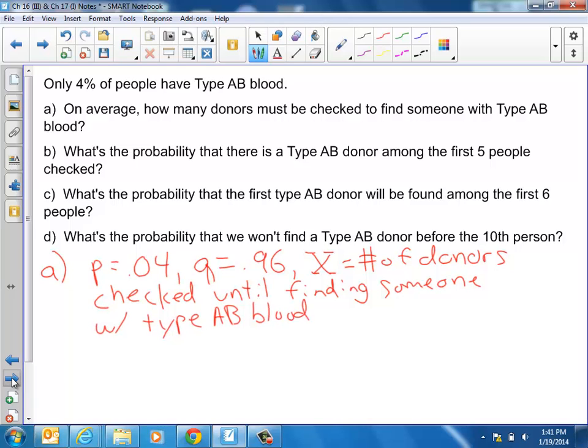All right, now I should mention here while I'm thinking of it, should you be defining your variables? Absolutely. Absolutely you should be defining your variables. And when you're working with Bernoulli trials, you need to be telling me P and Q as well.